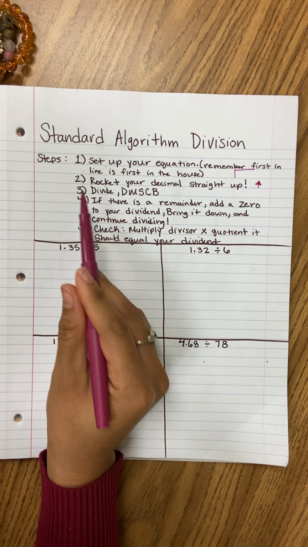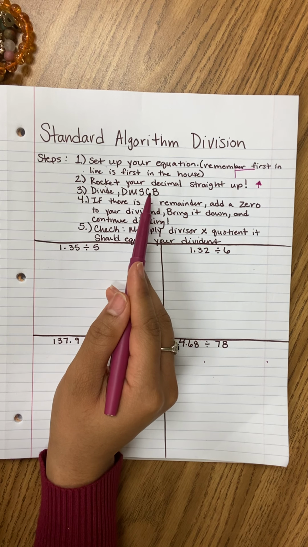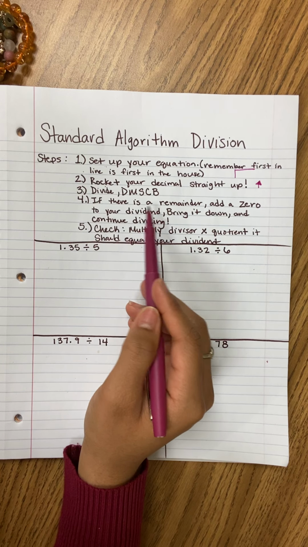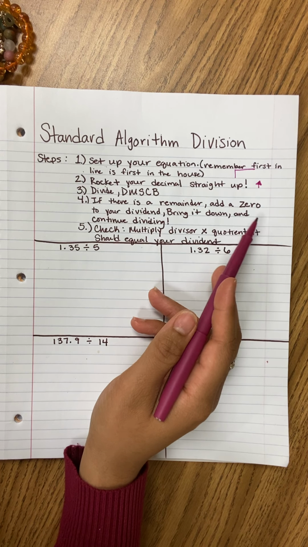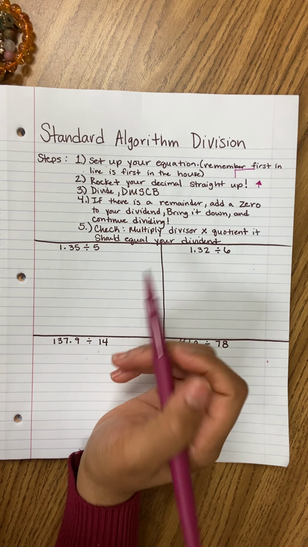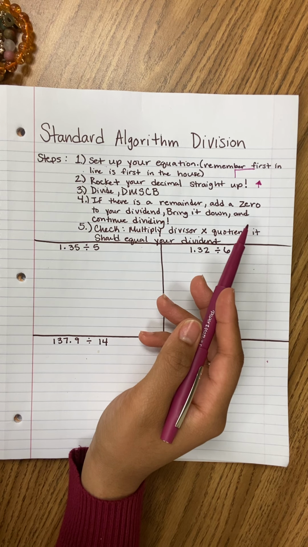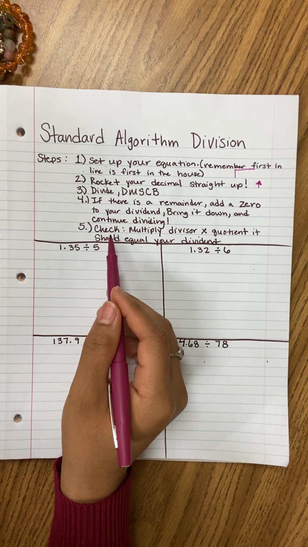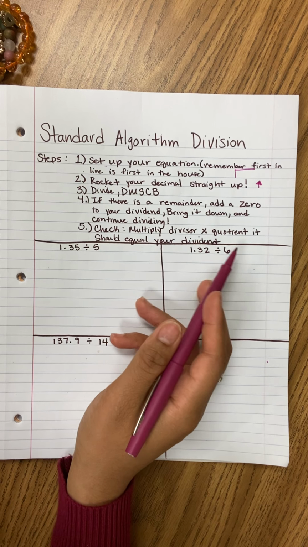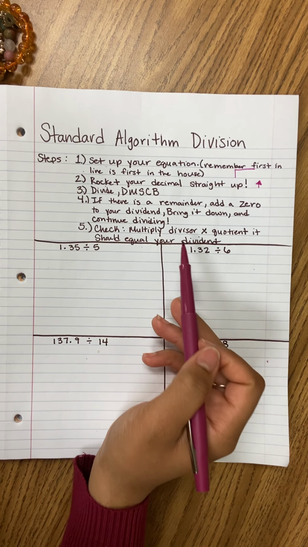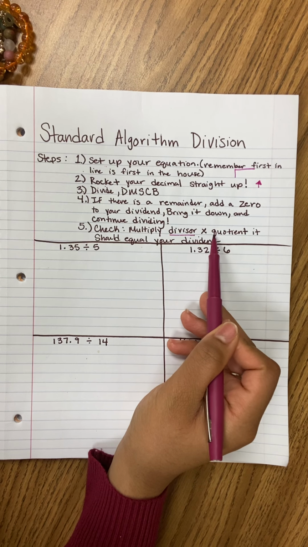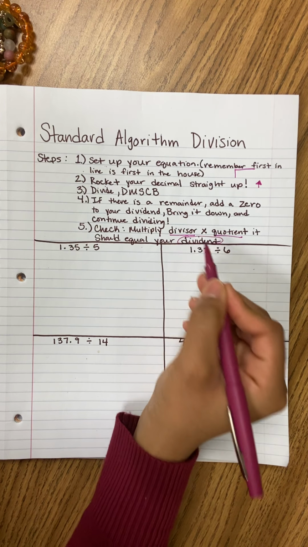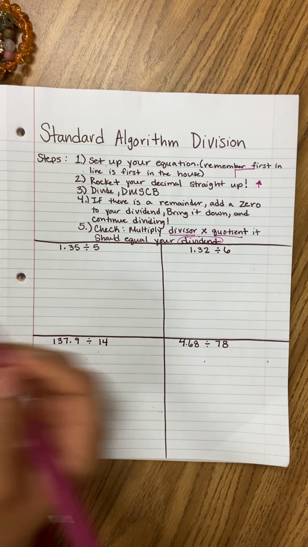Okay, divide. Remember, does McDonald's sell cheeseburgers? Okay, then if there's a remainder, add a 0. There will not be a remainder with decimals, so you might have to add a 0 and continue dividing. Now, our next step is to check with multiplication. So when we multiply our divisor and our quotient, it should equal our dividend, which is our total.